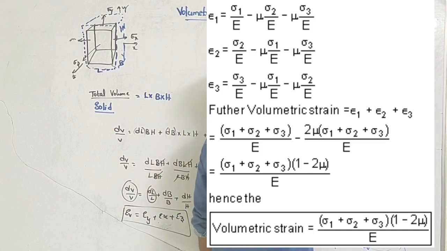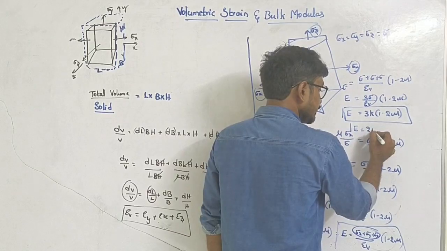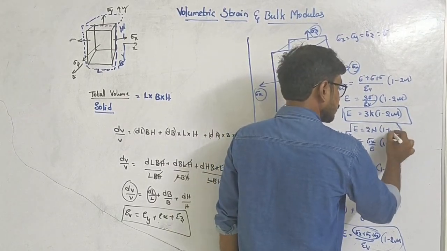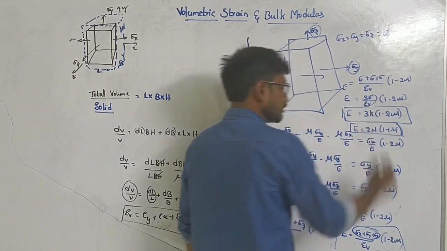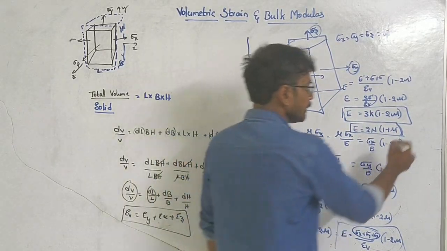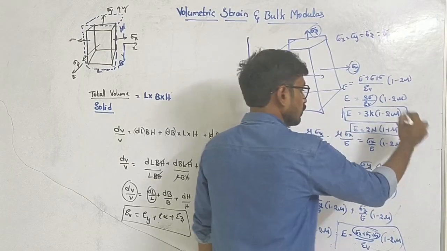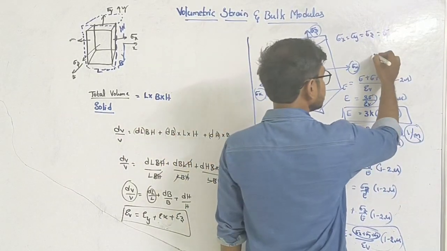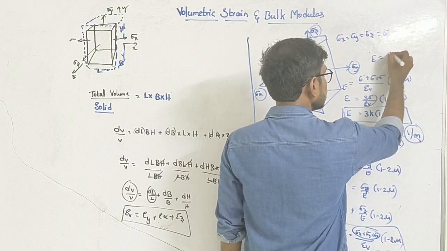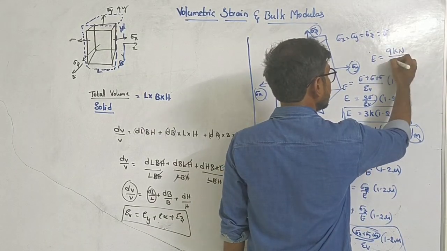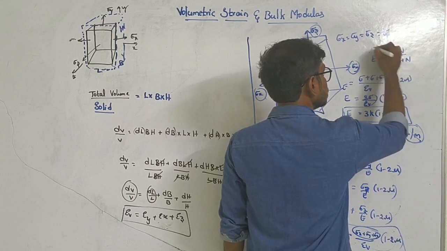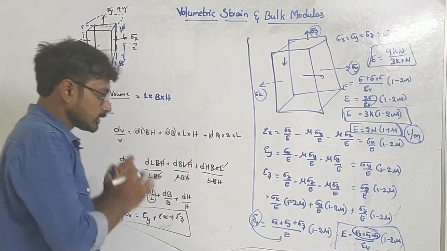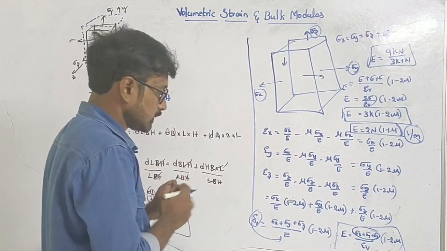In a similar way, we can get another relationship between shear modulus and mu, where mu is our Poisson's ratio. Sometimes Poisson's ratio is also written as 1 by m. We need to understand it. If we equate these both, we will get E equal to 9KN by 3K plus N, where N is the modulus of rigidity and K is the bulk modulus. In this way we can understand the different equations.